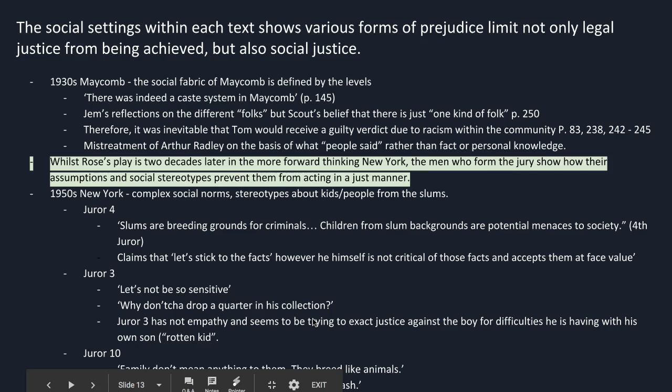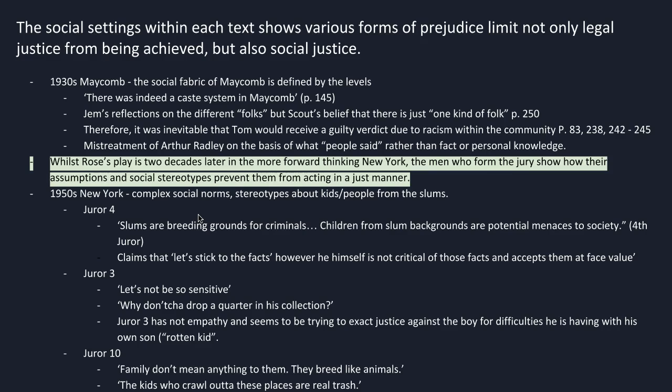All right, second paragraph. The social settings within each text show various forms of prejudice, limit not only legal justice from being achieved, but also social justice. And then you could launch into Lee uses 1930s Maycomb to explore the social fabric of the American South and the way that individuals are allocated in a caste system, and how that dictates the way that they're going to be treated socially and the implications that obviously has on the court system.